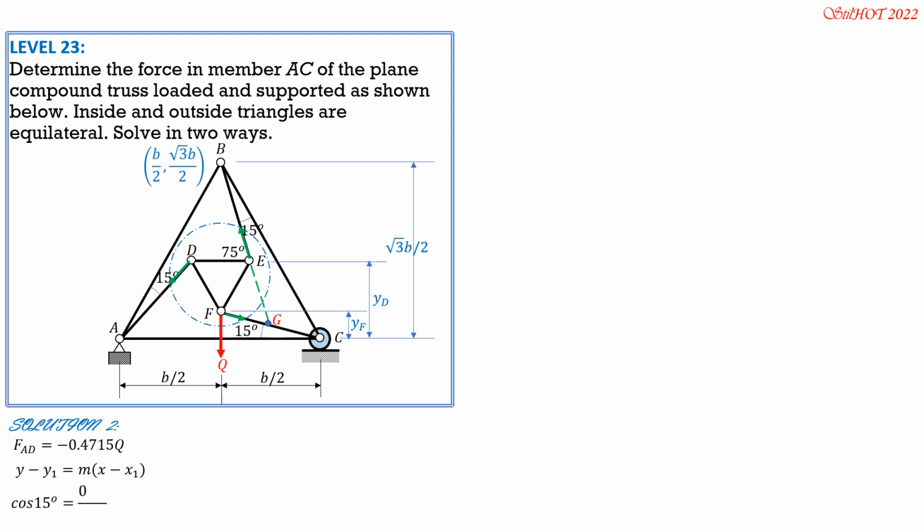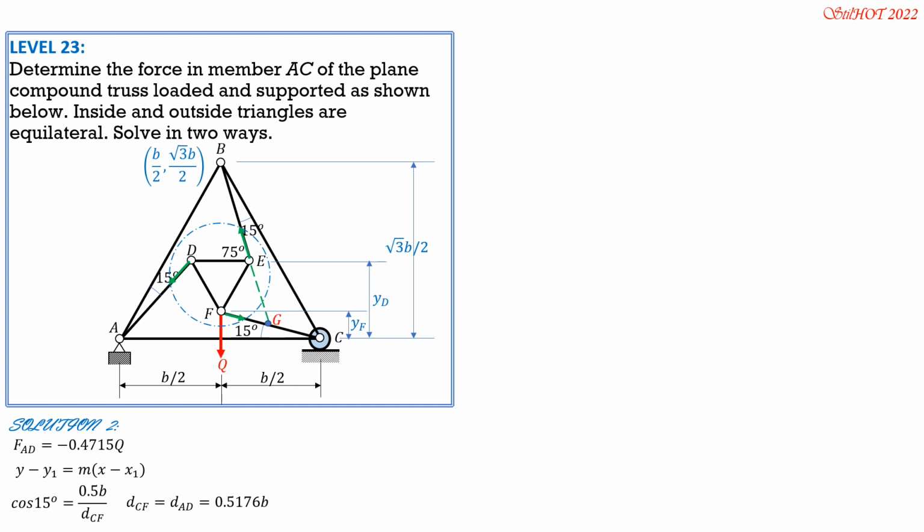So cosine of 15 degrees is B over 2 over distance CF. And distance CF is also distance AD. It is also distance BE because, you look at the figure, it's the same. These are all 15 degrees. So therefore, distance CF is equal to 0.5 over cosine 15, which is also distance AD. It is 0.5176 of B.